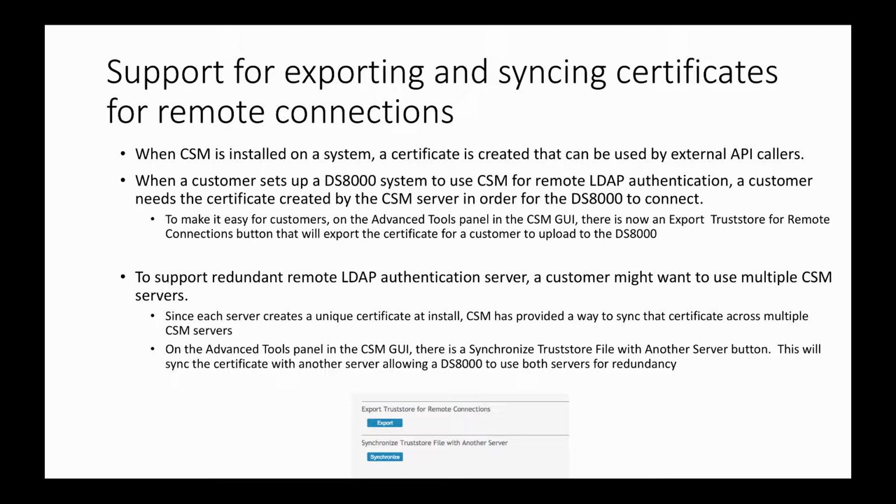So to make this easier, we have the synchronize button. You push the synchronize button, it's going to ask for the IP, the username, and password of another CSM server, and once you click OK, it's going to synchronize those certificates, the certificate of the server you're doing it on, with the server that you pointed it to. Now you can do this for multiple CSM servers if you need multiple redundant CSM systems. But hopefully now you don't have to mess with copying and pasting those certificates over in the different servers.